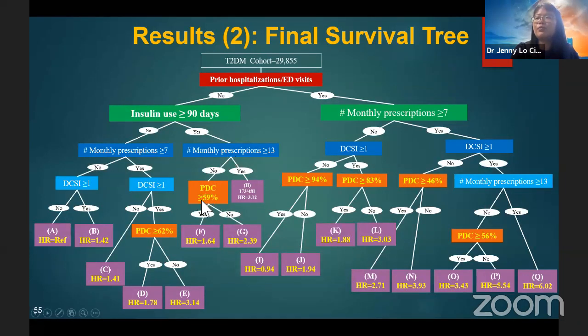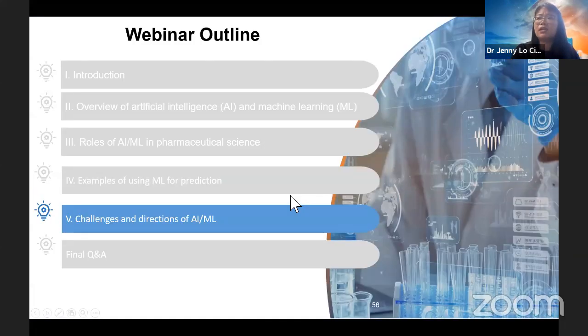And among this subgroup, the adherence threshold is 59%. You need to have 59% of the days covered in order to achieve lower risk in this group. This is the hazard ratio. So I just want to give you an example of the application.